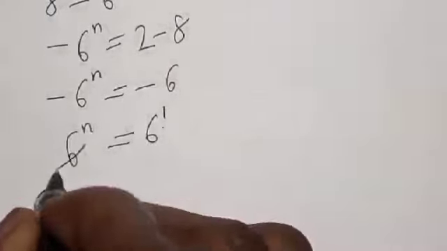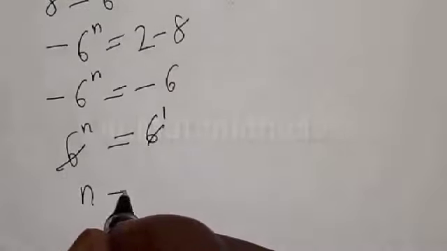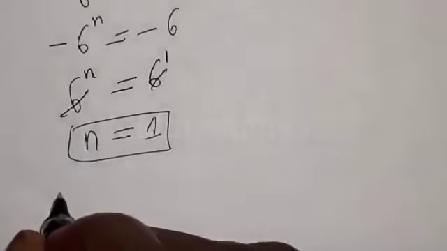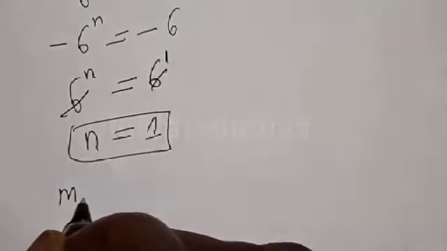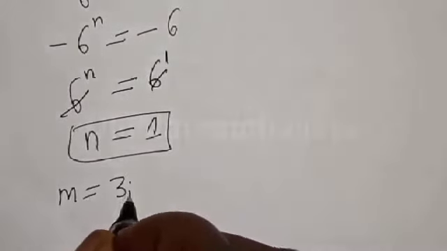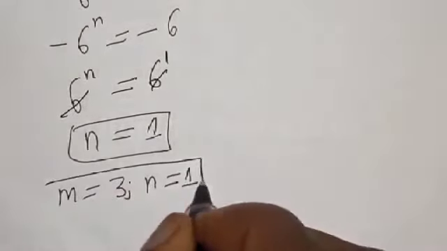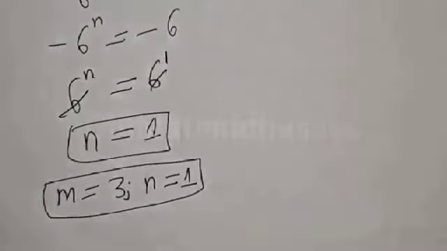They have the same base, so the bases cancel. n is equal to 1. Therefore, our answers are m is equal to 3, n is equal to 1. Those are the positive solutions of m and n. Now, let's check to confirm if our answer is right or wrong.